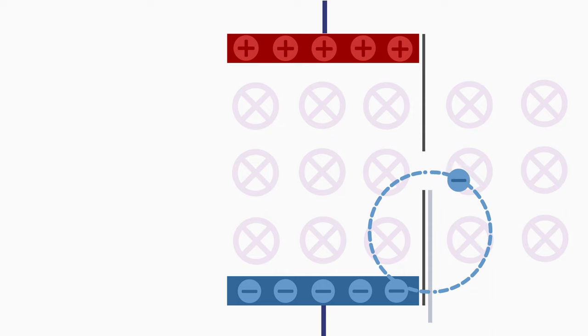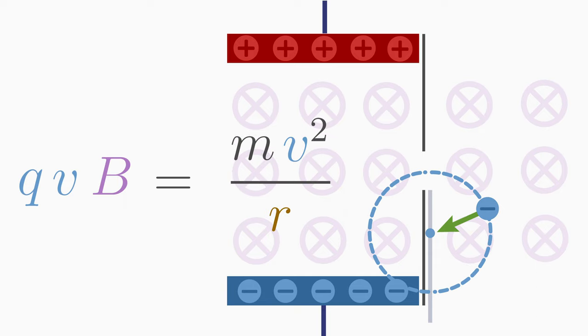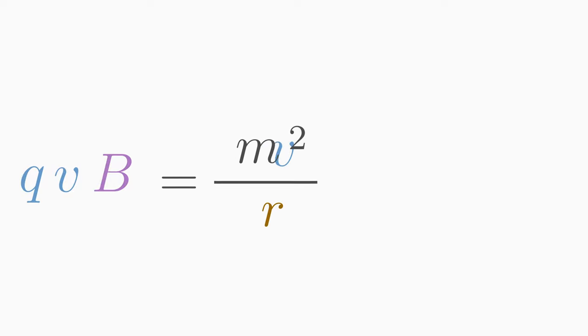The particle performs a circular motion because the Lorentz force is perpendicular to the direction of motion and thus acts as a centripetal force. So set the formulas for centripetal force and Lorentz force equal. Q times V times B is equal to M times V squared divided by R. Now, finally the mass M appears in your equations. It is part of the centripetal force formula. So rearrange the equation for mass.